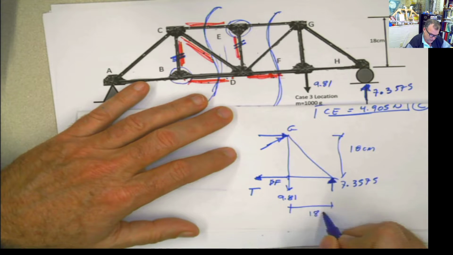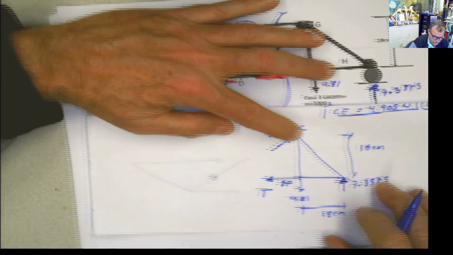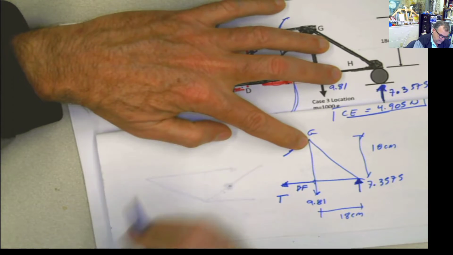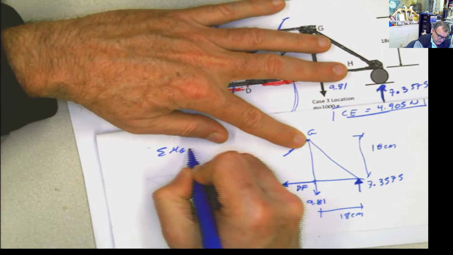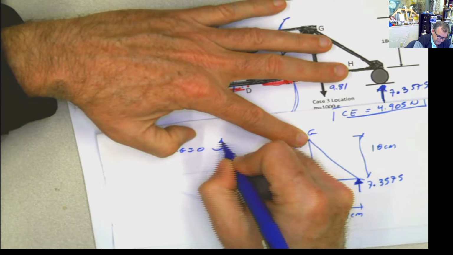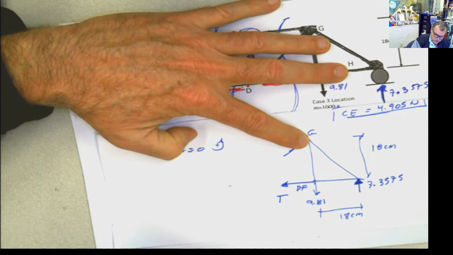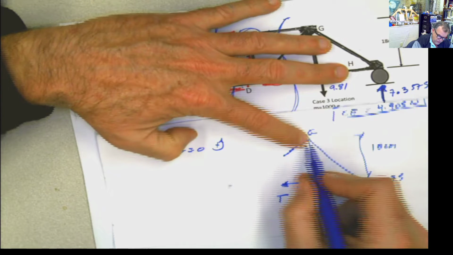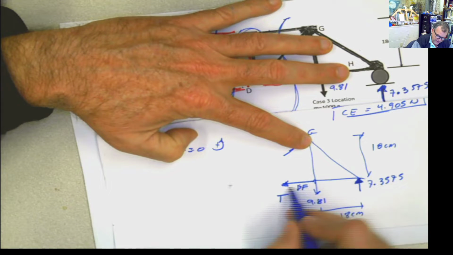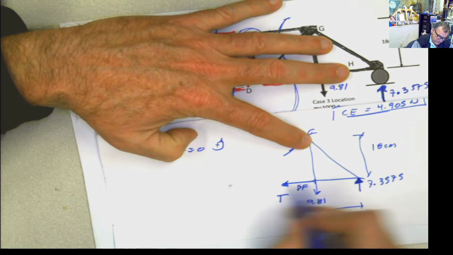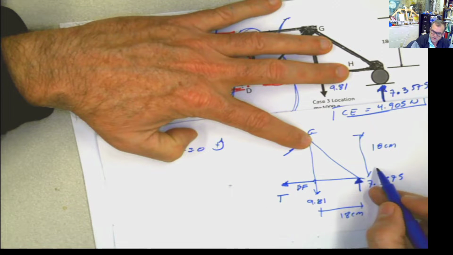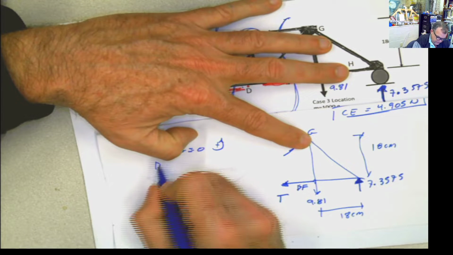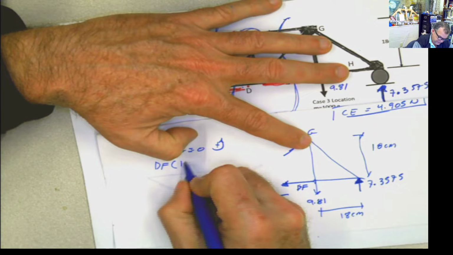I don't even need that direction, because I'm going to do summation of moments at G equals 0. These two are passing through the point. So dF, horizontal force, vertical distance, so it's going to be dF multiplied by 18.